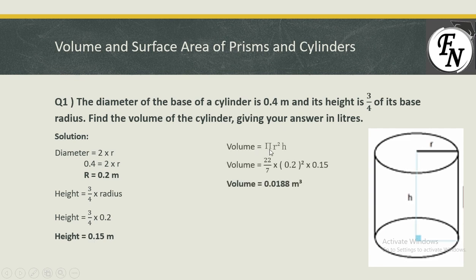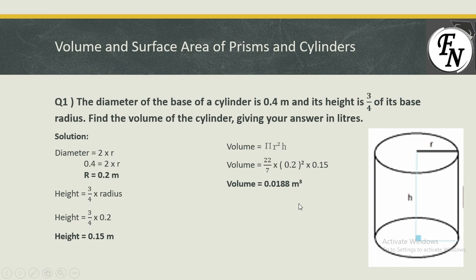Now we have the radius, we have the height, we can use the formula for volume. That volume is pi r square h. Pi is 22 over 7, radius is 0.2 square, which we have found here, and height is 0.15 meters. So we will substitute all the values. We will solve this square first, then we will multiply the values and divide by 7, and we will obtain our answer as 0.0188 meter cube.